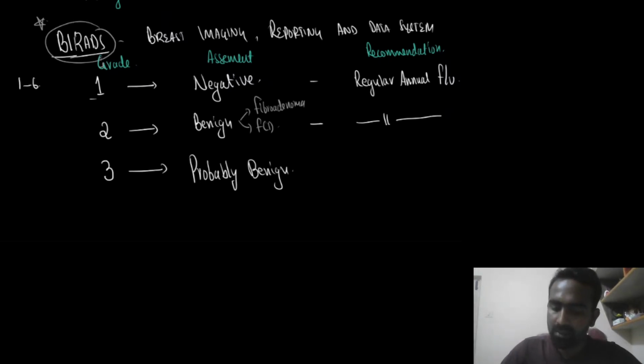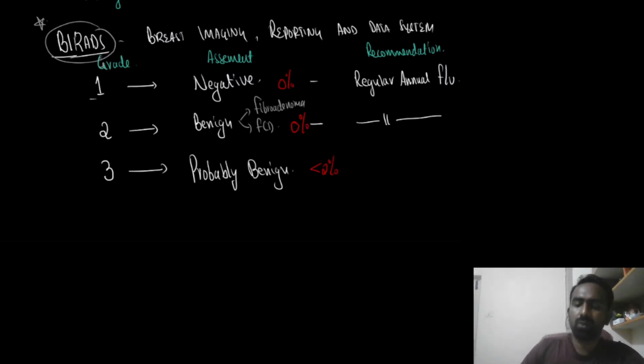The important thing is the risk or probability of malignancy in these. If it is BIRADS 1, there is 0% chance of malignancy. BIRADS 2 also 0%. If it is BIRADS 3, it is less than 2%, so there is about 1 to 2% chance of malignancy. So we should intensify the follow-up, that is 6 months. A 6-month follow-up is advised for BIRADS 3.